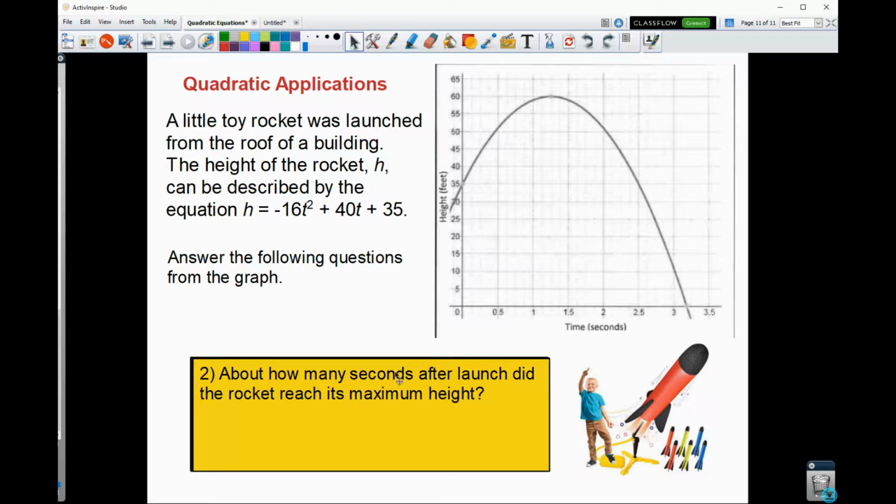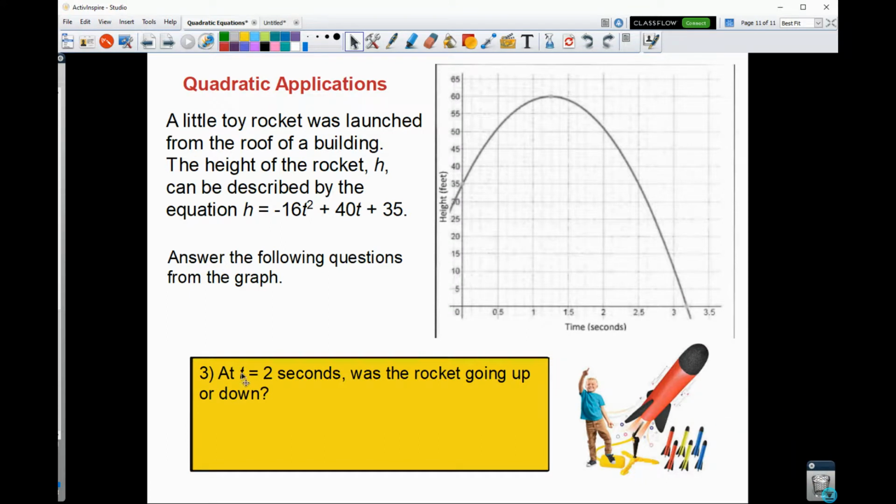About how many seconds after launch did the rocket reach its maximum height? Well, the rocket got launched here and reached its maximum height between 1 and 1.5, so 1.25 seconds would be between those two. So at 1.25 seconds, it reached its maximum height.